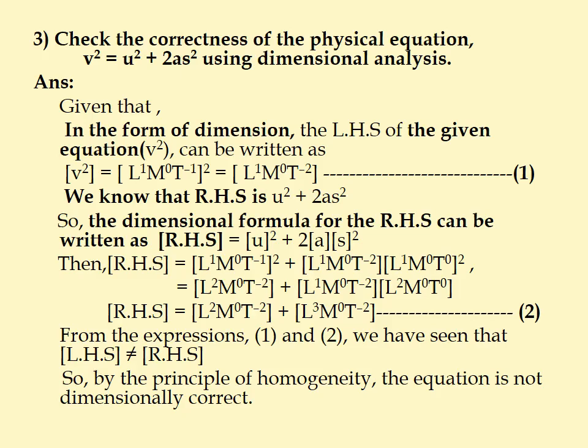Here you have seen that we have multiplied the dimensions of the same base quantities, so we have got the RHS in the form of these expressions. From the expressions 1 and 2, we have seen that dimension of LHS is not equal to dimension of RHS. So, by the principle of homogeneity, the equation is not dimensionally correct.